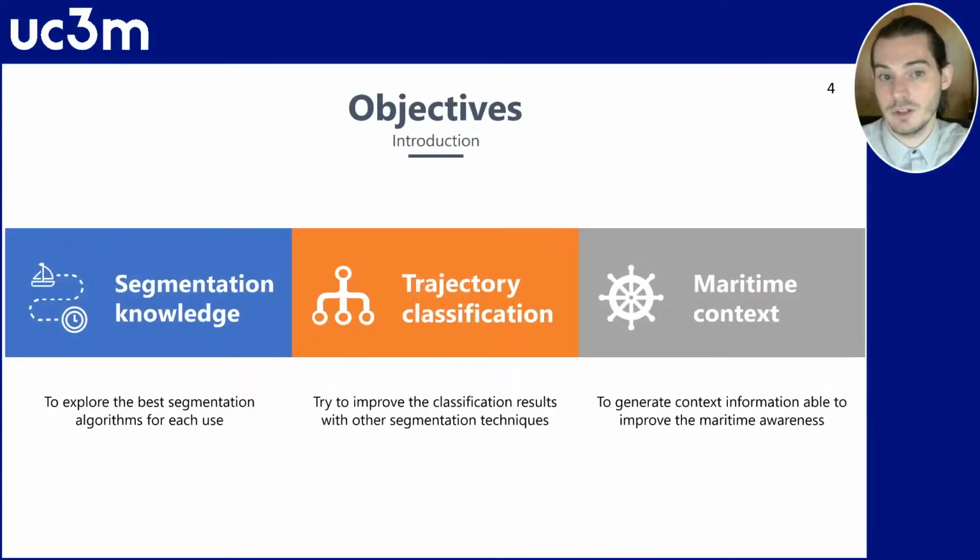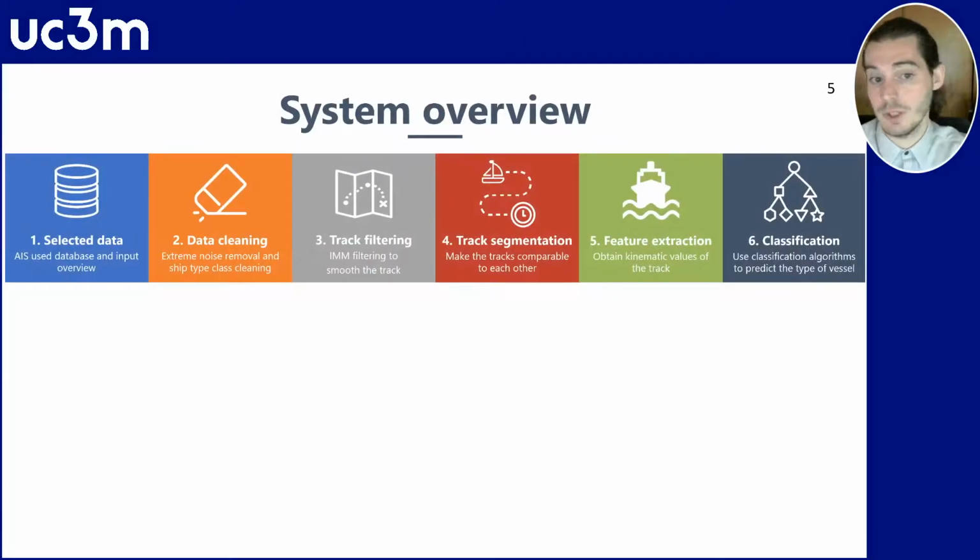Therefore, this research aims to explore the trajectory segmentation techniques in the literature in order to understand their strengths and drawbacks depending on the problem to be solved, to analyze the impact of those segmentation algorithms within the classification problem, and to obtain a deeper knowledge of the maritime context to be able to produce useful information. After that, we would like to introduce the system developed in previous work in order to explain its functionalities, in particular to show the problems of the current segmentation component.